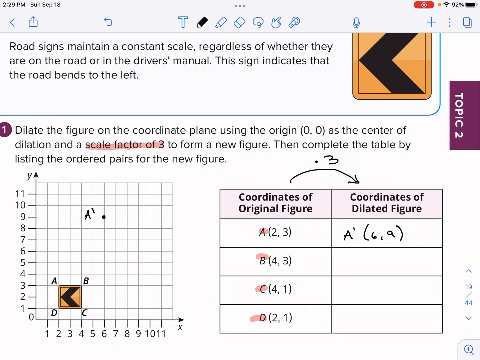B is 4, 3, so B prime, multiply it by 3. This is 12, 9. So 12 to the right gets us all the way to the edge of the graph. 9 up is right here. So B prime. C prime, this is 12, 3, right? 1 times 3 is 3. So that's 12 to the right and 3 up. So we're right over here. This is C prime. And then for our last one, 2, 1, D prime multiplied by 3 is 6, 3. 6 to the right and 3 up. So it looks like it's right over here. We'll label that D prime.